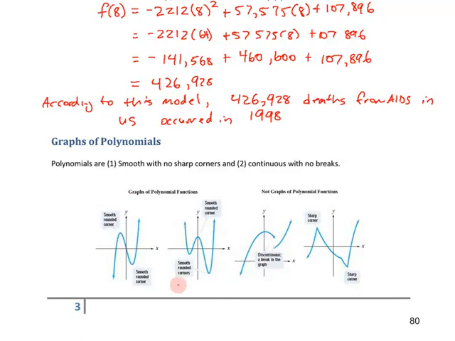So you can see in these two examples, these are smooth, and they will extend on forever. Like these have arrowheads at the end, meaning they go on forever. Okay? There's no breaks, and there's no sharp corners. So these are not polynomial functions over here.